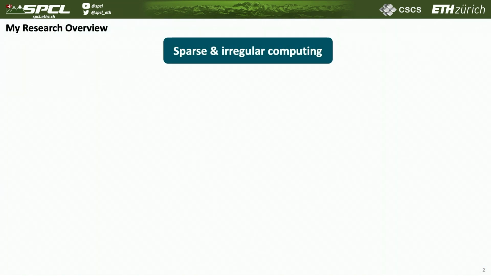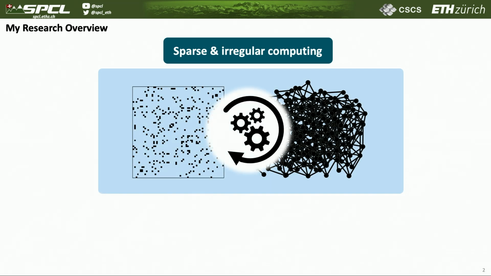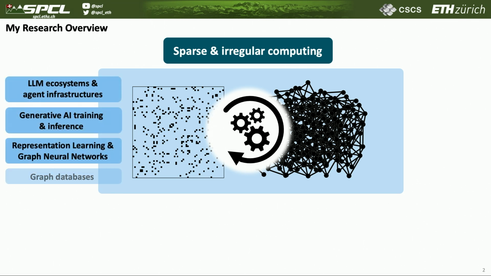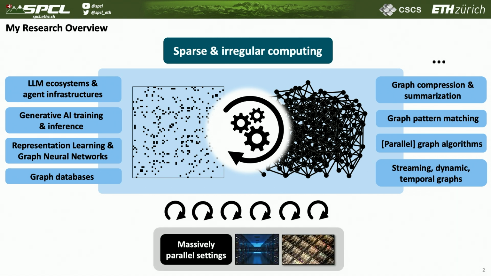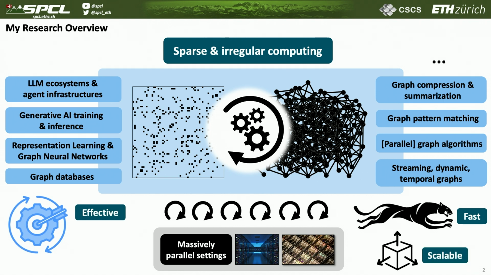Very briefly about myself and about my own research, I'm broadly interested in sparse irregular computing, where we are dealing with processing of objects such as sparse matrices or graph structures, and it really borders and overlaps with a lot of domains, including things like LLM ecosystems, generative training and inference, different types of databases, parallel graph algorithms, and a plethora of other things. So that's one big part, and the other part is how to run these workloads efficiently on the underlying parallel resources so that these computations are fast, effective, scalable, and simple to manage, to program, and to deal with in general.